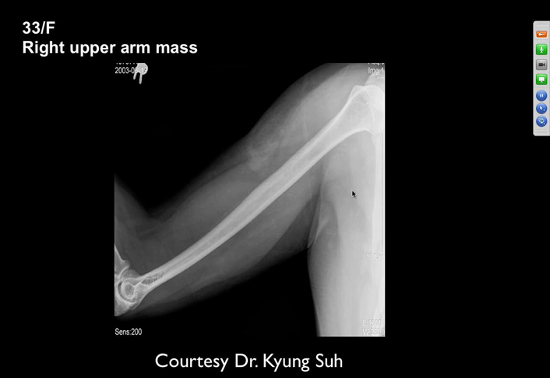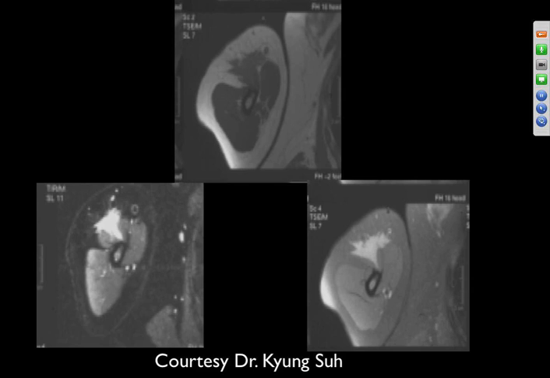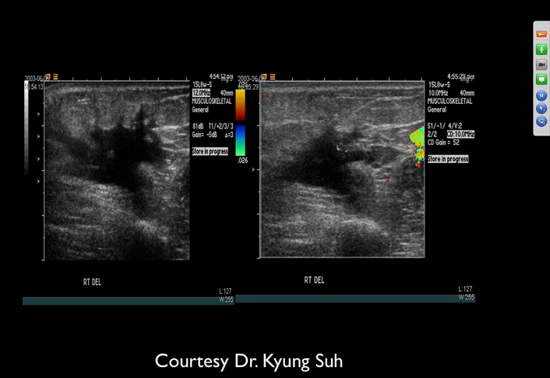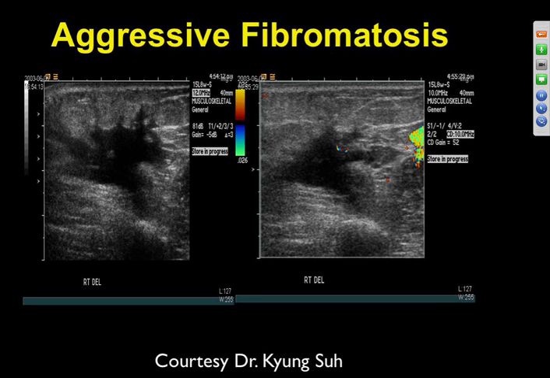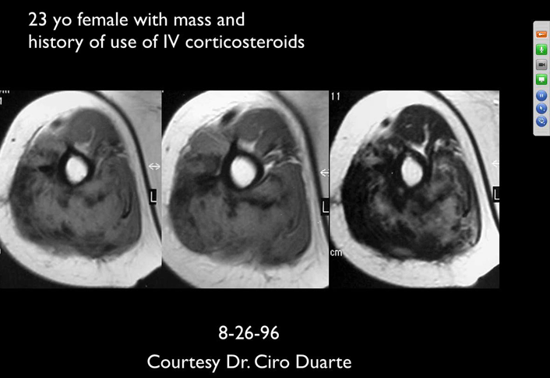33-year-old with a right upper arm mass. So plain radiograph demonstrating increased density and calcifications along the upper anterior arm. On the MR images, there is a poorly demarcated mass, which is low on T1 and demonstrates enhancement. And it's very spiculated, right? Aggressive fibromatosis, right? Yeah, these are just more aggressive lesions.